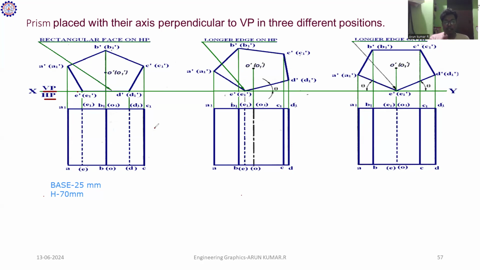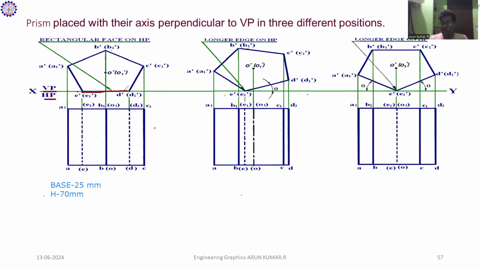Here I can name them AE dash, ED dash, DC dash, CB dash, and BA dash. These are the five rectangular faces. You take any one rectangular face on HP, so take E dash D dash. E dash D dash is parallel to HP, and the line length is 25 mm.